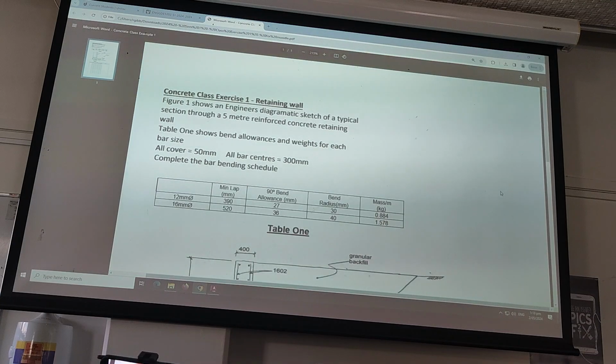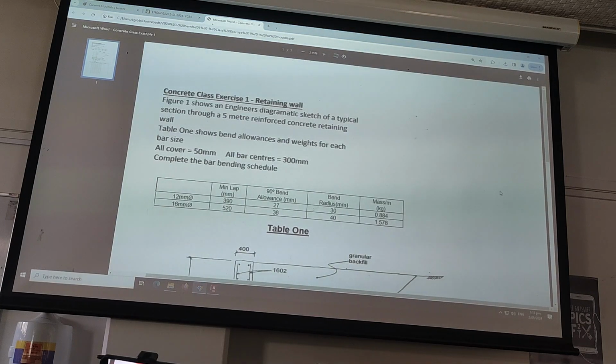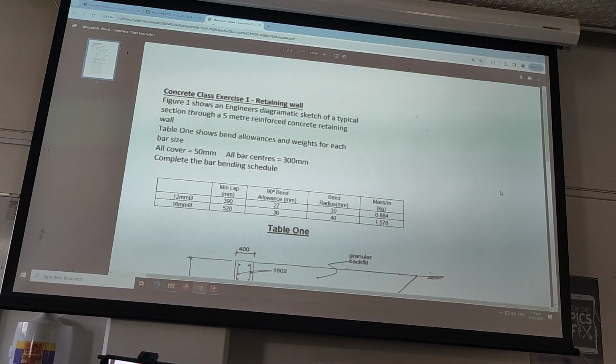So if you look at the top here, this is for those that have read it, haven't read it. This is a cross section through a retaining wall which is 5 metres long and there's 50 millimetres of cover everywhere. That means that no bars will be exposed to the air or to anything, and they'll be pushed up hard against the cover where possible. The other thing is that all bars are 300 millimetre centres, so we need to keep that in mind when we're working out the bar schedule.